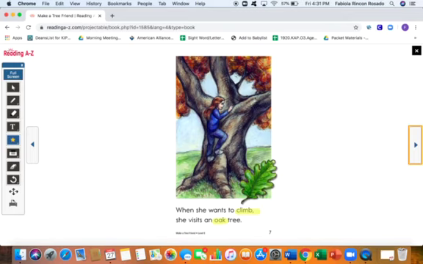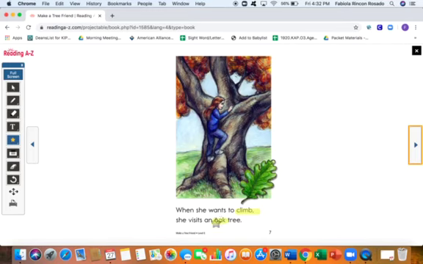When she wants to climb, she visits an oak tree. Now here, we know that if I use the short vowel sound, it doesn't make sense if we say climb. But if we use the long vowel sound, climb, we know that's what she is doing. She is climbing the tree. When she wants to climb, she visits an oak tree.